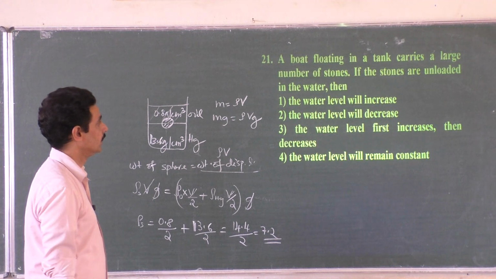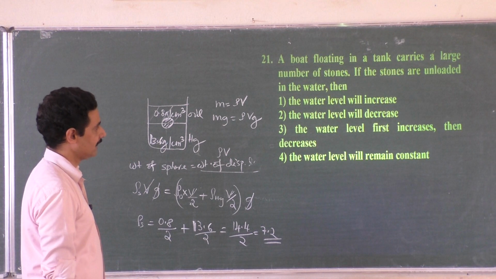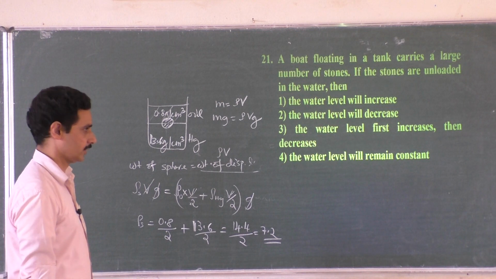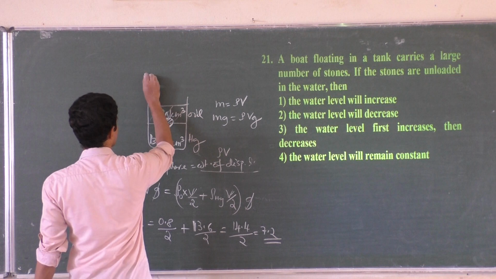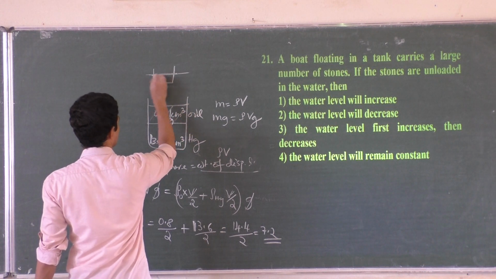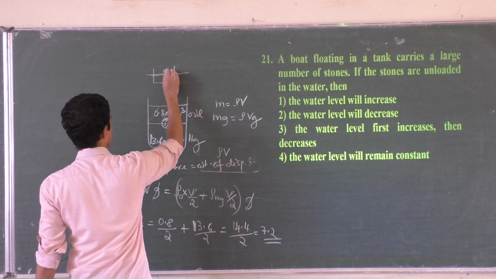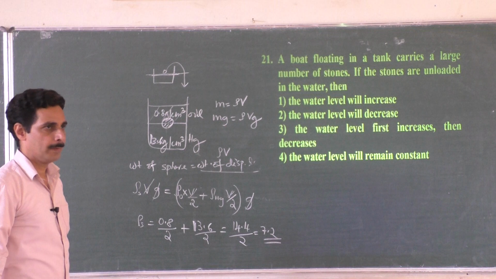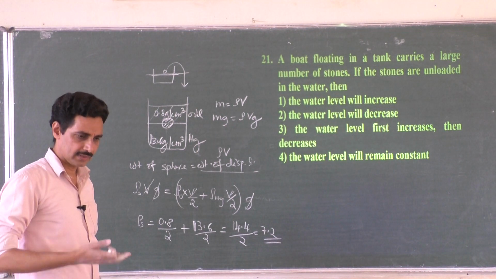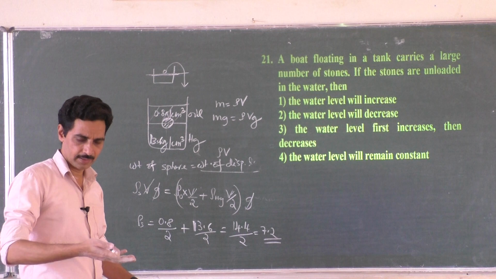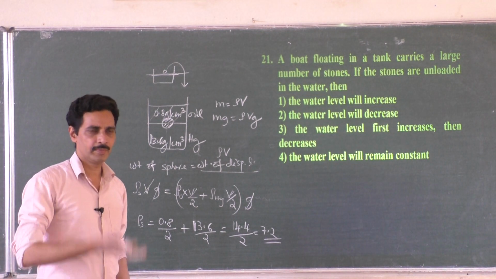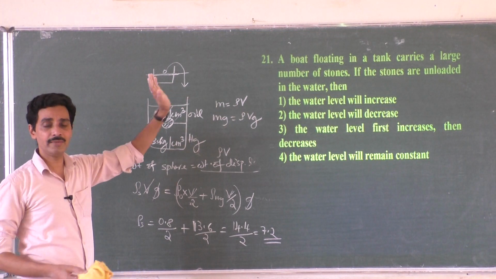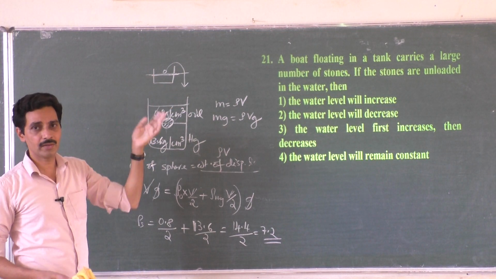So a boat floating in a tank carries a large number of stones. If the stones are unloaded in water, suppose this is the boat, right? This is the level. When the stones are unloaded from the boat like this, the boat becomes lighter, right? The boat becomes lighter, the water level will come down, and if you make a mark on the boat, the boat will go up. But those stones have gone into the water. So what about the water level? Water level will remain the same because they have occupied their volume in water.